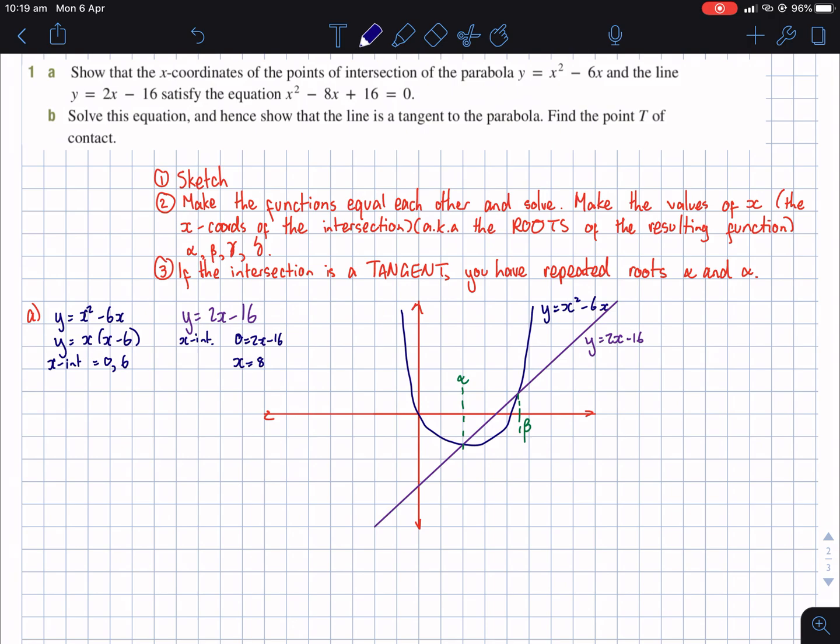Now they actually want me to show that it satisfies this new equation. So essentially every time you get that, you're going to make the y's equal each other. So we've got x squared take 6x equals 2x take 16. Take everything over to the left. I get x squared take 8x plus 16 equals 0, and I've shown it.